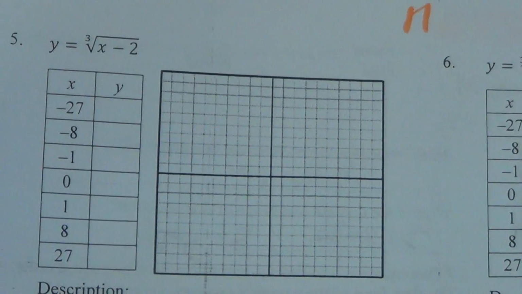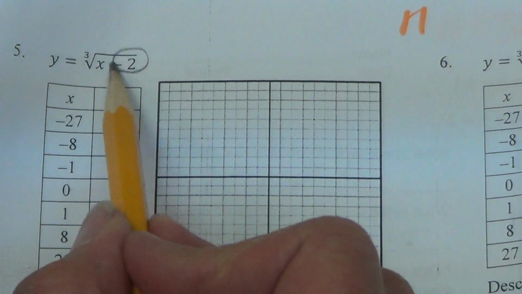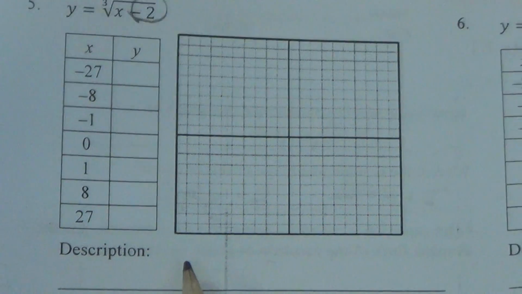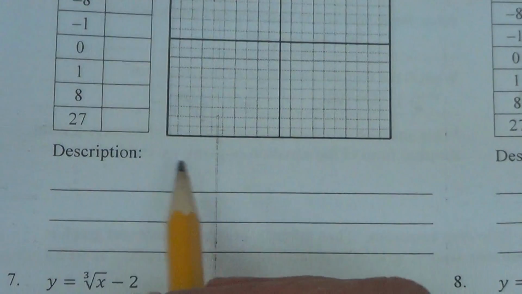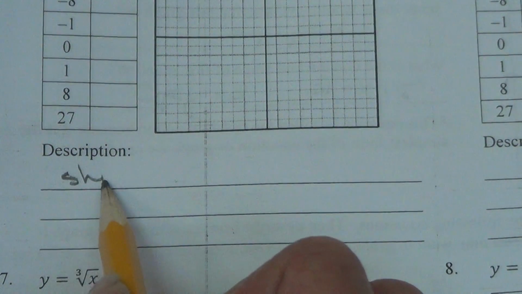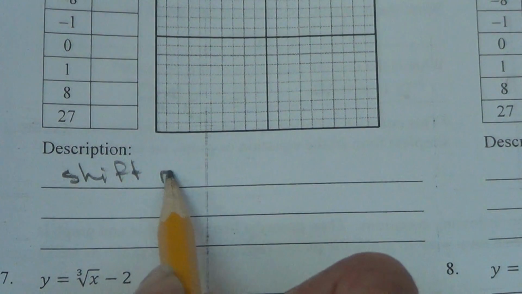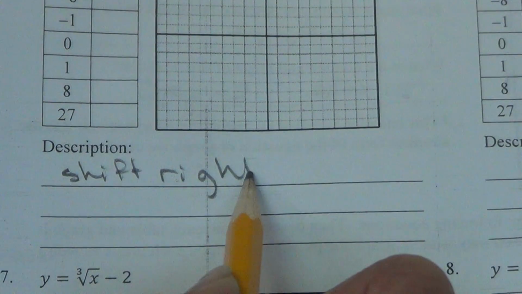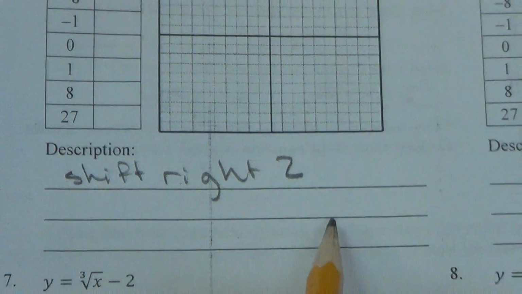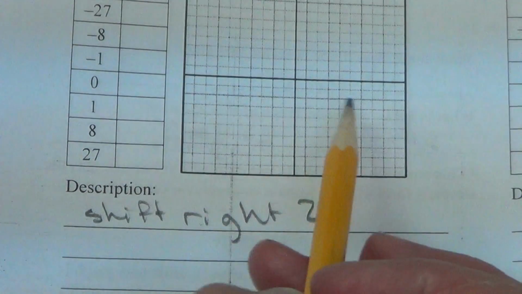On this one, it's got a negative 2 in there. What do you predict it's going to shift? If you said it's going to shift right 2, you are so correct, because that's inside of there.